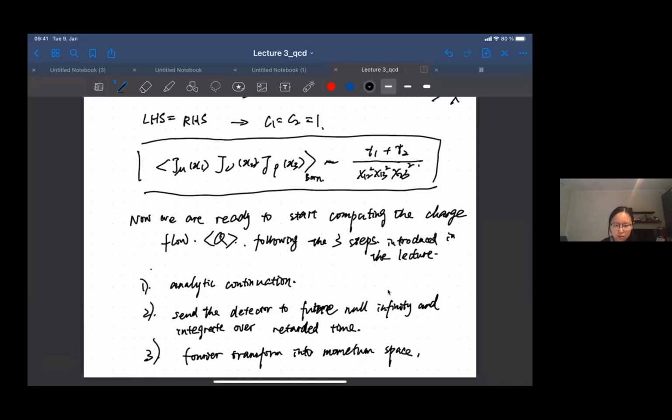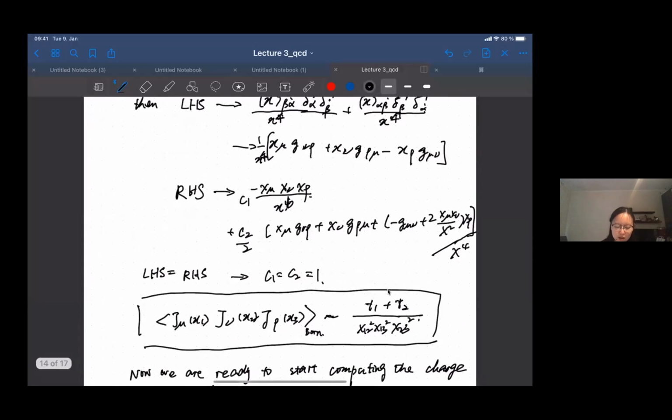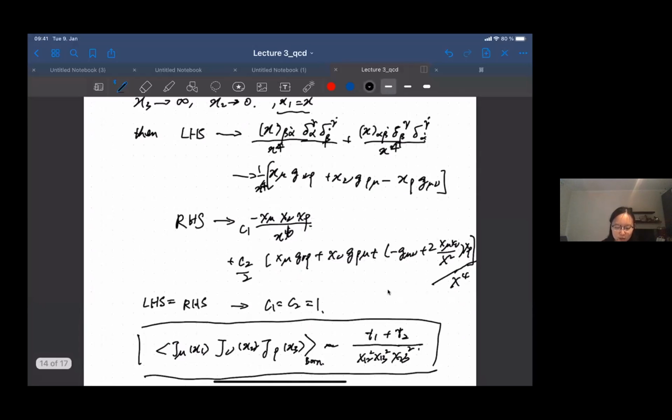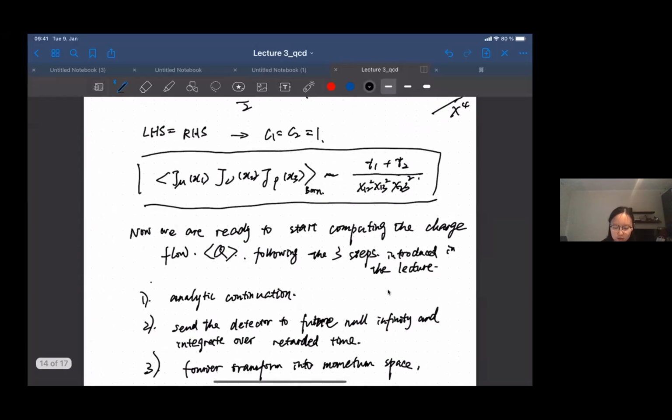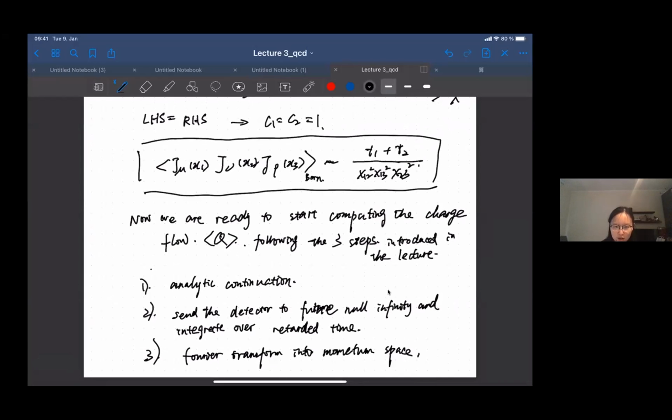Now we are ready to start computing the charge flow Q following these 3 steps that I introduced earlier. One is the analytic continuation, and then you send the detector x2 to infinity, to the future null infinity. This is not the same as sending it to infinity in all directions, but we pick a particular direction. I mean, we do the light-cone decomposition and set only x plus to infinity. This is very different from what I did here by treating all the components of the vector as infinite. Then we integrate over the retarded time, and then we do the Fourier transform into momentum space.